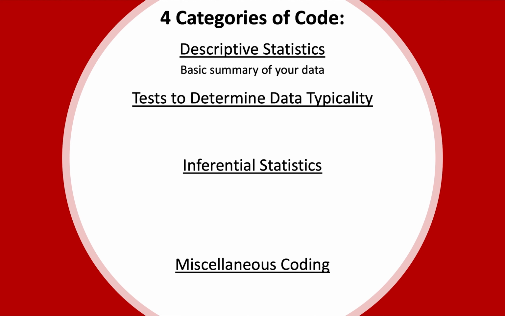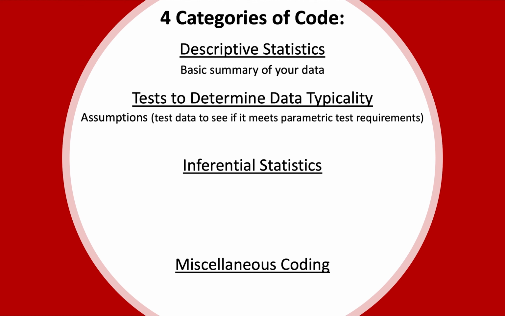Next, there are tests to determine if your data is typical. This means you are figuring out whether your data can be analyzed with a parametric test or not. The first set of tests are called assumptions. You test the data to see if it can meet the requirements or assumptions for a parametric test. The second set of tests are run if that data does not meet the assumptions, and these are called transformations because they transform the data to potentially make it possible to analyze it with a parametric test.